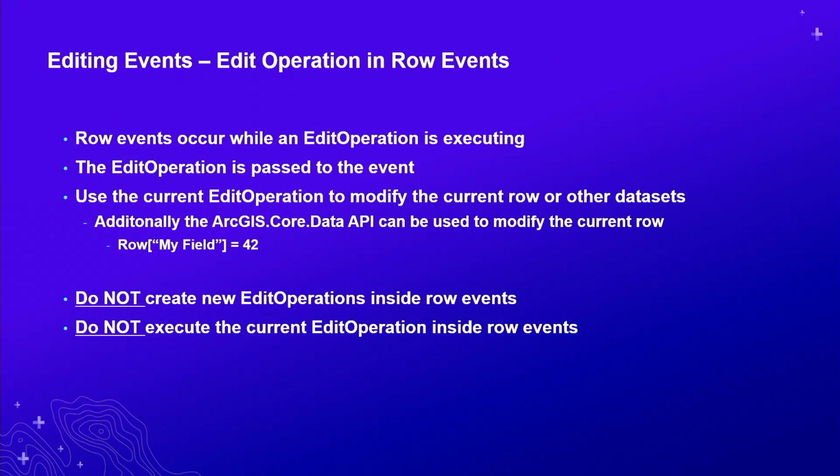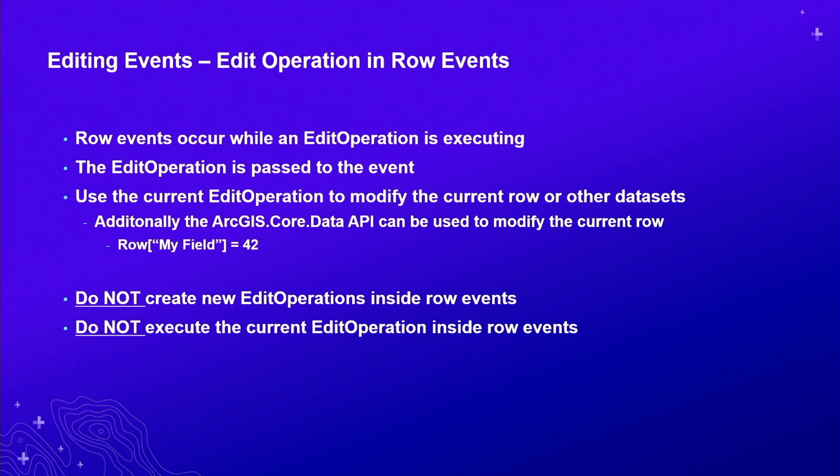Edit operation row events, I mentioned it briefly. Again, it's important to remember these occur while the edit operation is executing. The edit operation is passed to the event. Use the current edit operation to modify the current row. I can certainly use the methods on the edit operation to do that, such as modifiers, etc. The other way to do it is simply through the core data API, where if I've got the row and I'm changing the row, I can just use that syntax. It's a bit like the inspector where you say row my field equals whatever the value happens to be.